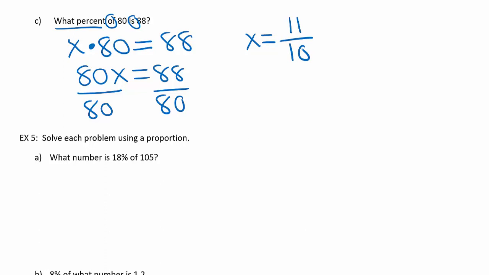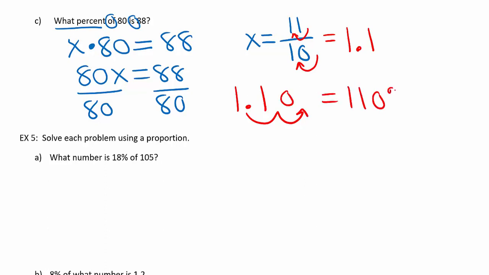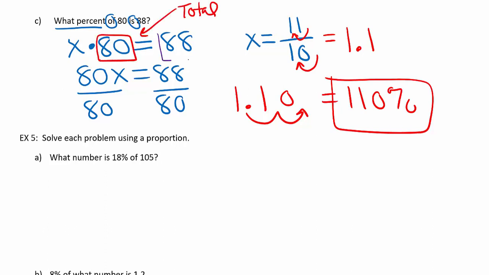And then because I'm writing my answer as a percentage, I think I'm going to change this into a decimal. Dividing by 10 is the same thing as moving the decimal one place to the left. And so I get 1.1. Now, this is actually my percent written as a decimal. To convert this into a percentage, I have to take that decimal and move it 2 places to the right. And so my final answer here is actually 110%. I get more than 100% in this problem because the total was 80 and the part was 88. So the part is actually bigger than the total, and that's why I'm getting an answer that's bigger than 100%.